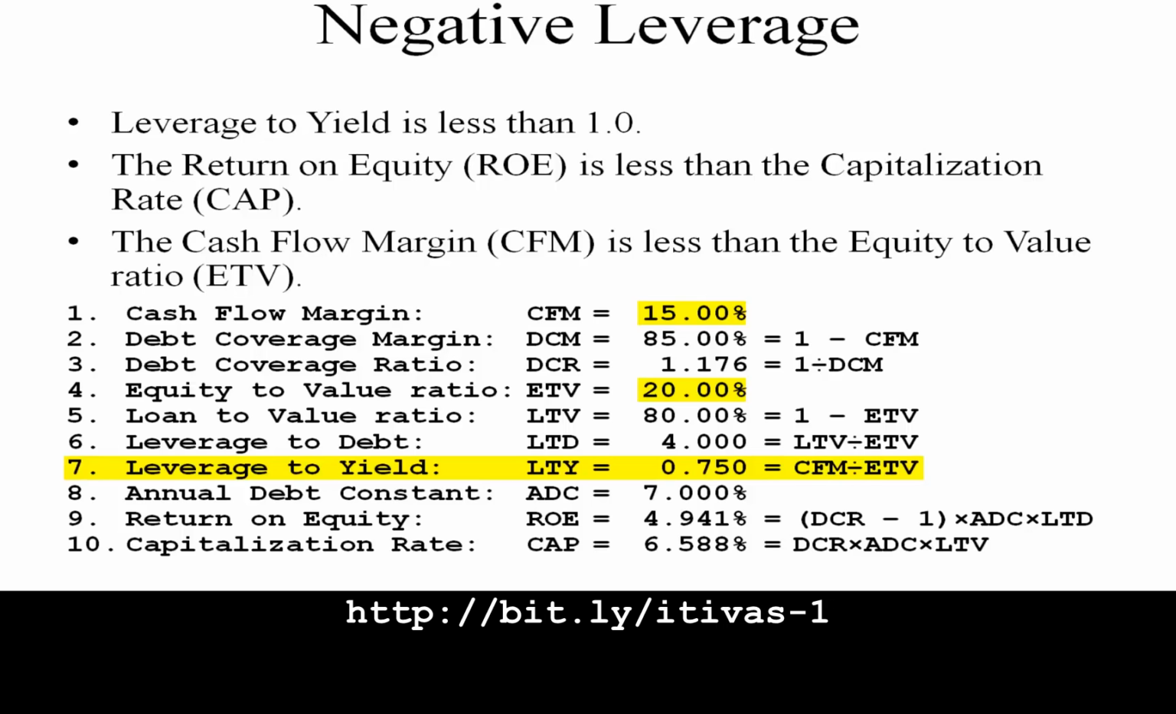You can see that the return on equity is less than the capitalization rate. This is even worse than the neutral leverage. And it's caused by a decrease in the debt coverage ratio. That implies a decrease in the cash flow margin.